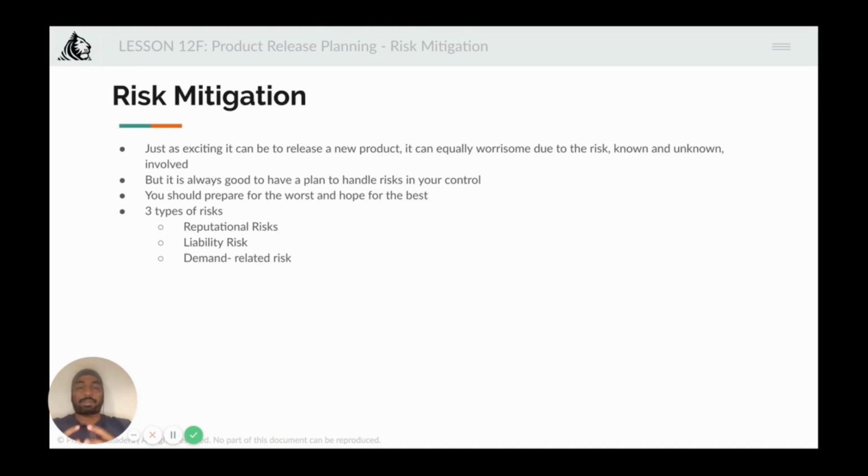Broadly speaking, I will categorize these risks into three buckets: reputational risks, liability, and demand related. There are a lot more, but these three are pretty pronounced and can have a lot of adverse effects.